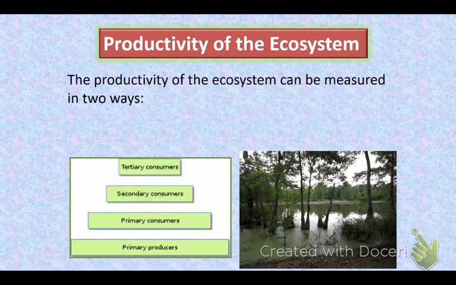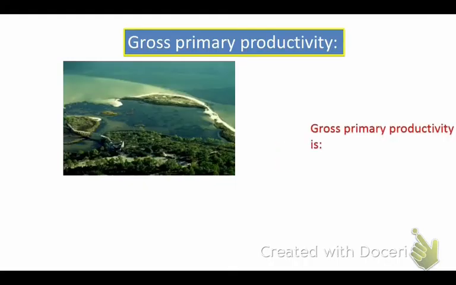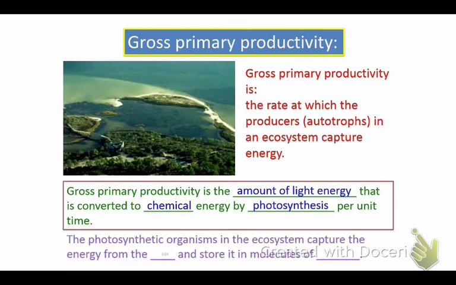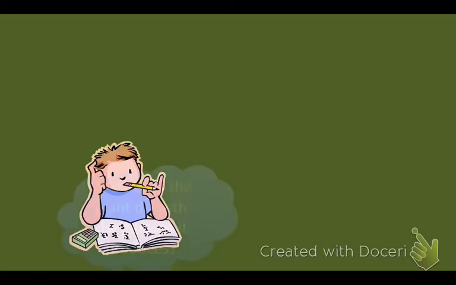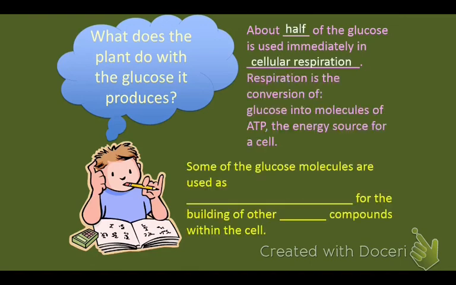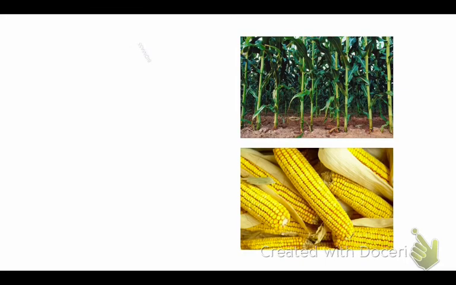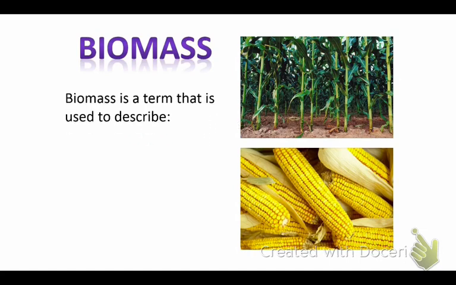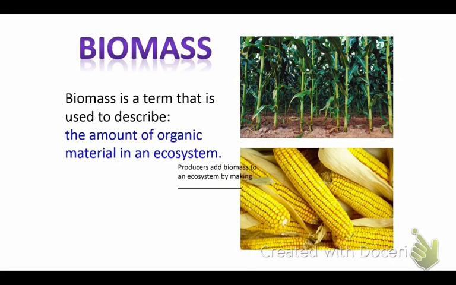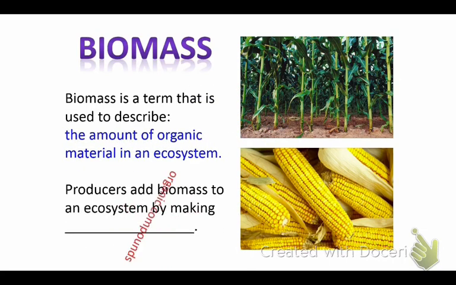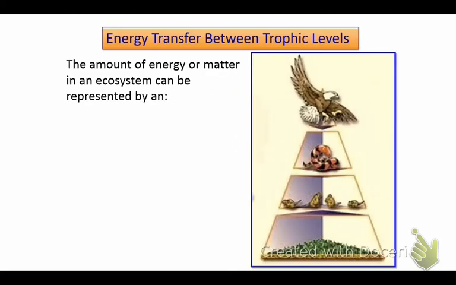So productivity of the ecosystem. Let me see. We're not going to talk about gross primary productivity, so don't worry about that. Let's skip down. We're not going to worry about this. Try and shorten this for you. All right. Biomass. So see if you can scroll down. Hold on one second. Okay, so energy transfer between trophic levels.